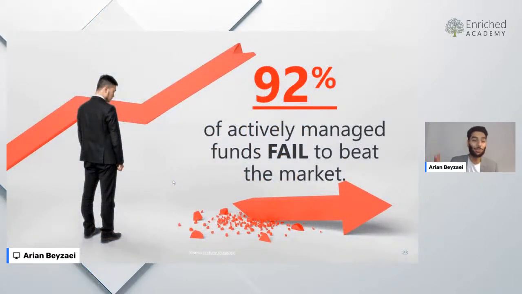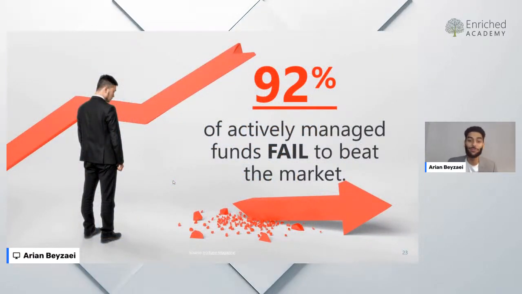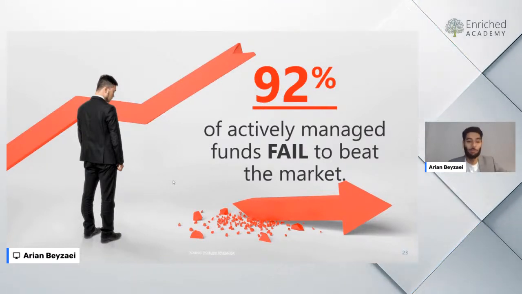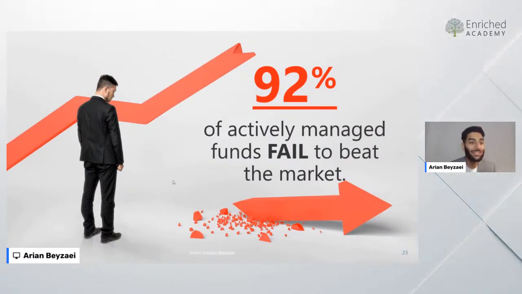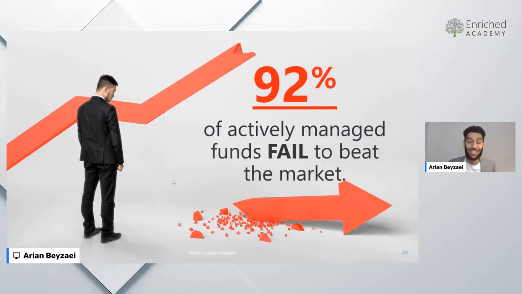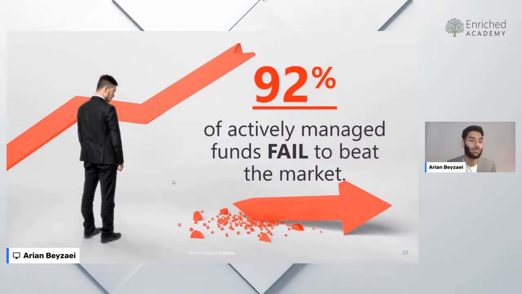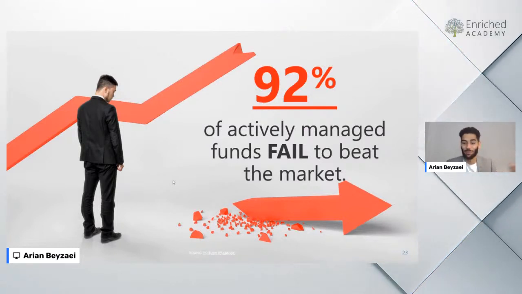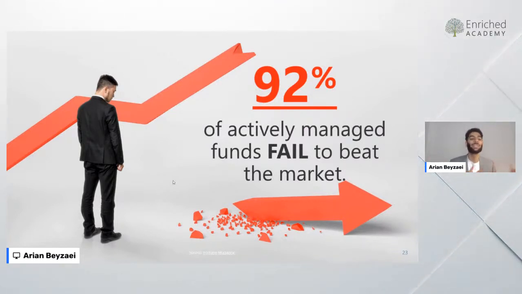That means 92% of these actively managed funds fail to beat the market. These include hedge funds and mutual funds. It's really difficult to pick and choose stocks that outperform the market. I don't know why, it just is. It is next to impossible, and the odds are against you if you try. You're way better off owning an index like the S&P 500.